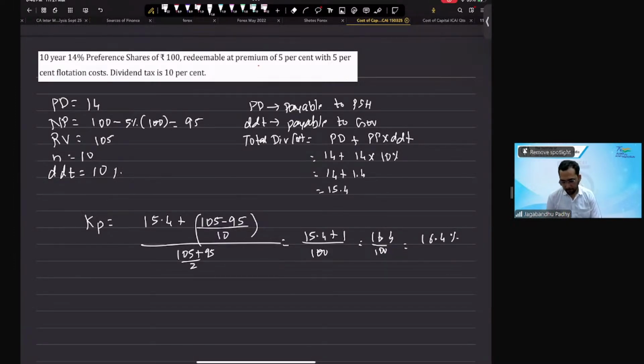Did we get it, guys? Did we understand the third question? Third question is like, along with your preference dividend, you need to pay 10% of that as tax to government. That is also an outflow for us. Therefore, we consider that also into our cost calculation.